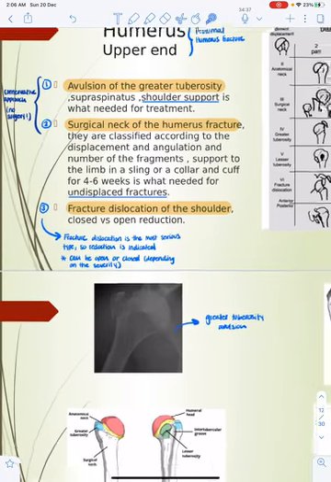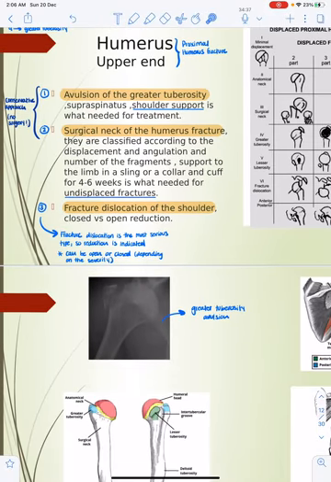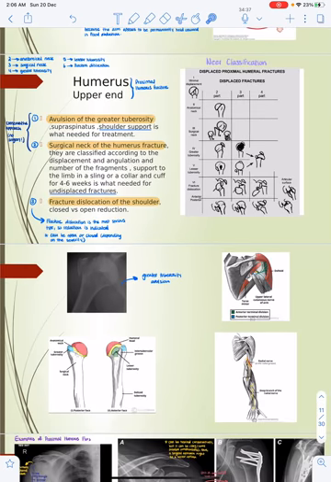Then I have fracture dislocation of the shoulder. It's just a fracture and a dislocation at the same time. So now we've talked about them in general. Now we'll talk about the classifications. So the classification of the proximal humerus.